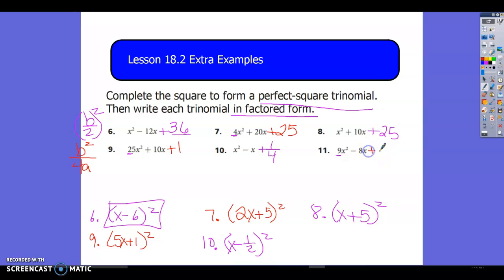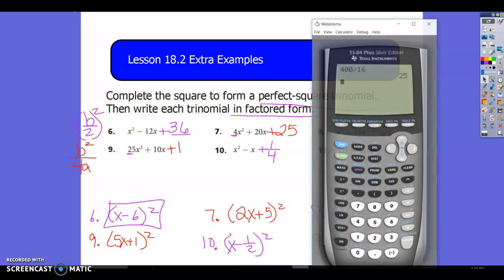All right, and one more. I'm going to have plus some number here. I know my factored form is already going to be 3x minus something, because there is a minus in the middle. And now I have to figure out what goes in. To find this number again, I'm going to do b squared over 4a. Negative 8 squared is 64. 64 over 9 times 4 is 36.